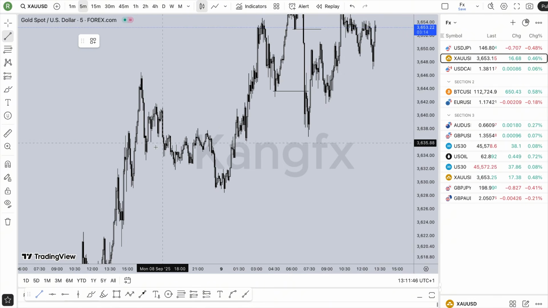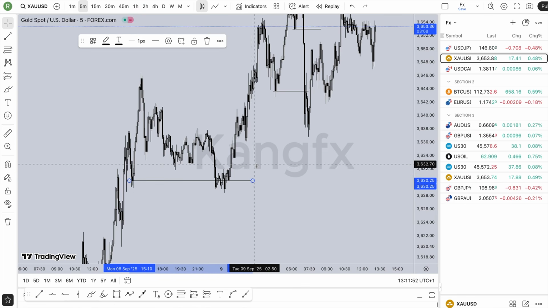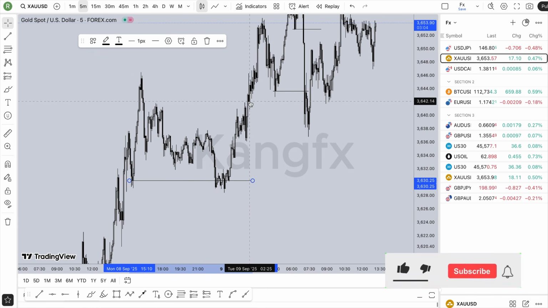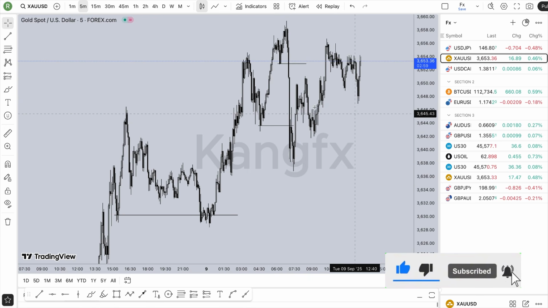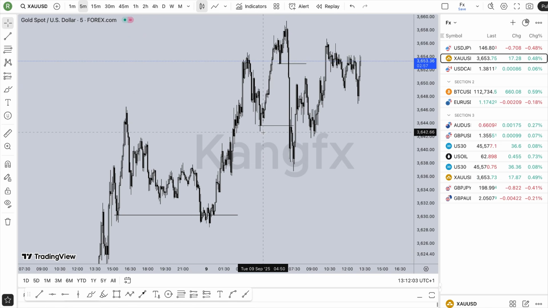Now, we had a support here. Support was disrespected. You see that? Now we had a lot of support here, which was all disrespected before the market moved. So when you're trading on a lower time frame, you will get a lot of losses before you even get one win. So the best thing is for you to always focus on the higher time frame.